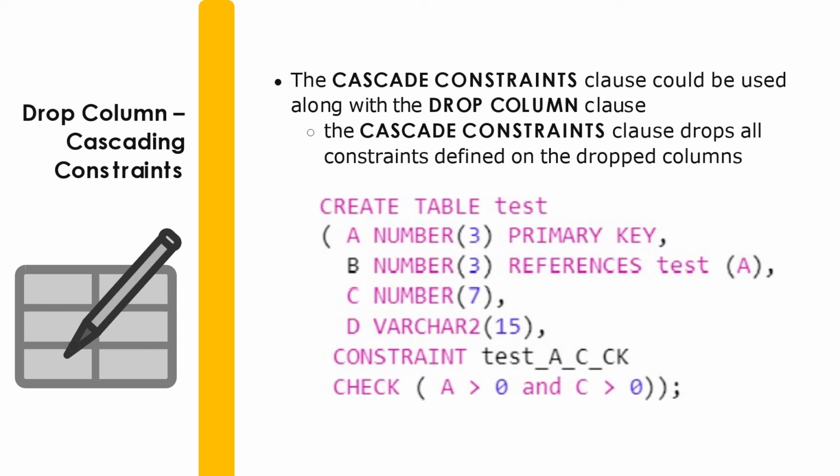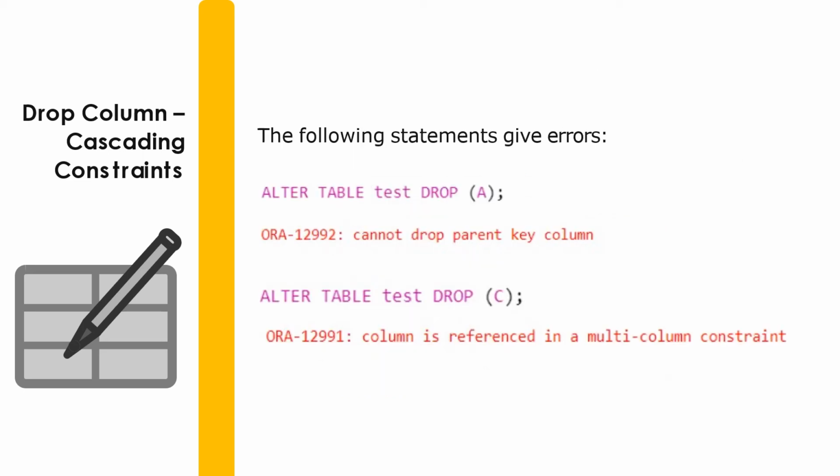The cascade constraints clause could be used along with the drop column clause. The cascade constraints clause drops all constraints defined on the dropped columns. If we are dropping some columns that violate some of the constraints, we can have the following errors. For example, if we are trying to drop a column that is being referenced as a parent key from our foreign key, then we will have a cannot drop parent key column error. Also, if we are dropping a column that is referenced in a multi-column constraint, we will also have the following error.